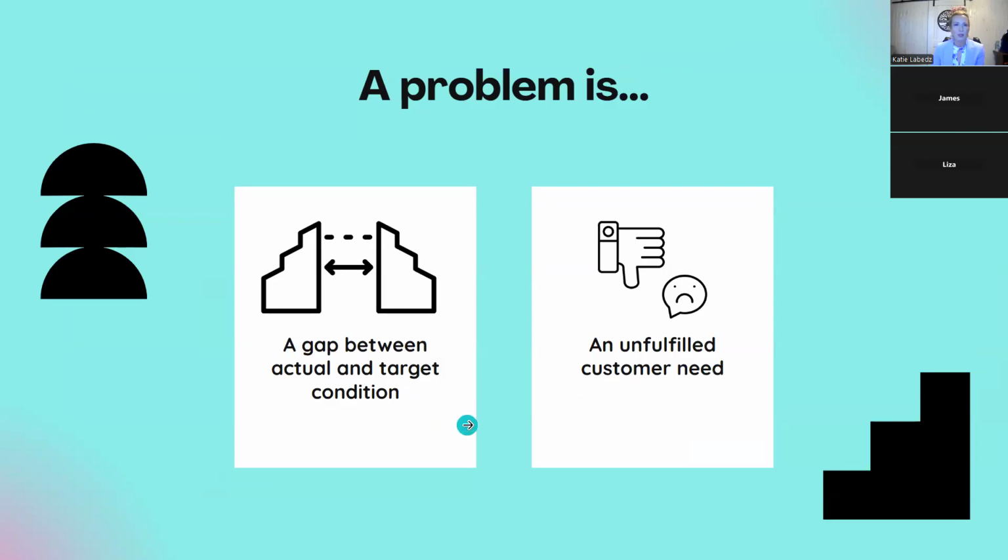Now, what's the gap between an actual and target condition? I want you to think of your metrics, right? If you have metrics where you have a gap, typically a gap on your metrics would show up as red or yellow, right? That's the gap between the actual and target condition. So obviously that's a problem we need to take action upon, or an unfulfilled customer need.